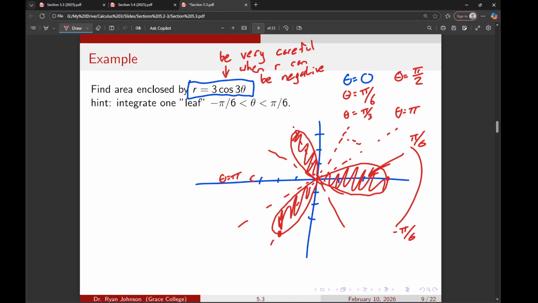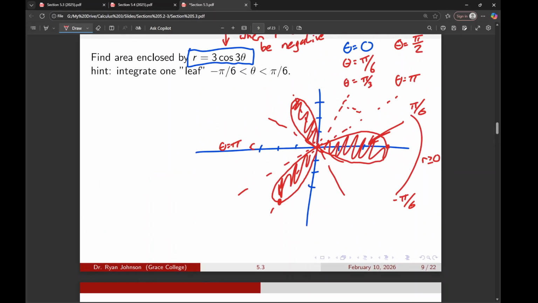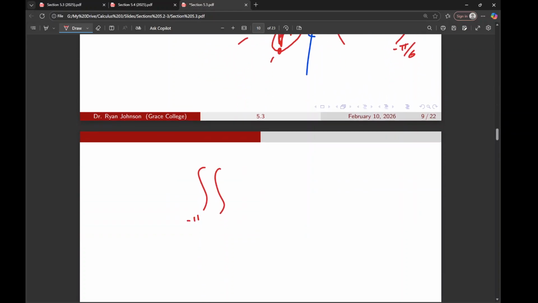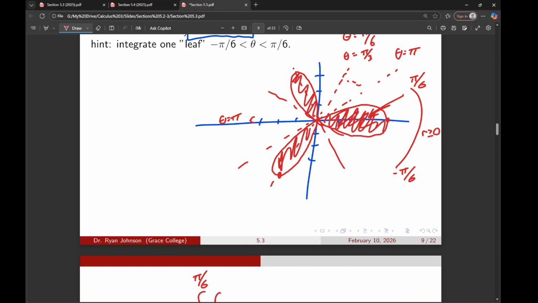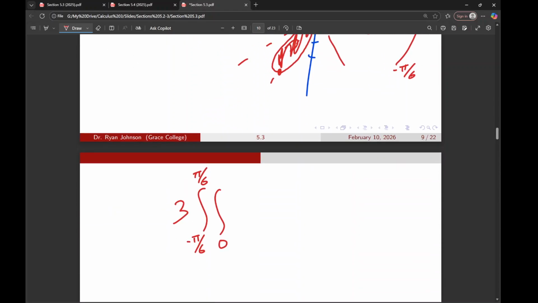Okay? That's going to work best because over this interval, negative pi over 6 to pi over 6, r is greater than or equal to 0. And so that's going to make your integral better. You don't want to end up with negative stuff. Okay? So we're setting up this integral. Now our theta is not from 0 to 2 pi, it's from negative pi over 6 to pi over 6, and I'm going to multiply by 3 to get the other 2 leaves as well. Okay, and then r goes from 0 to 3 cosine 3 theta.